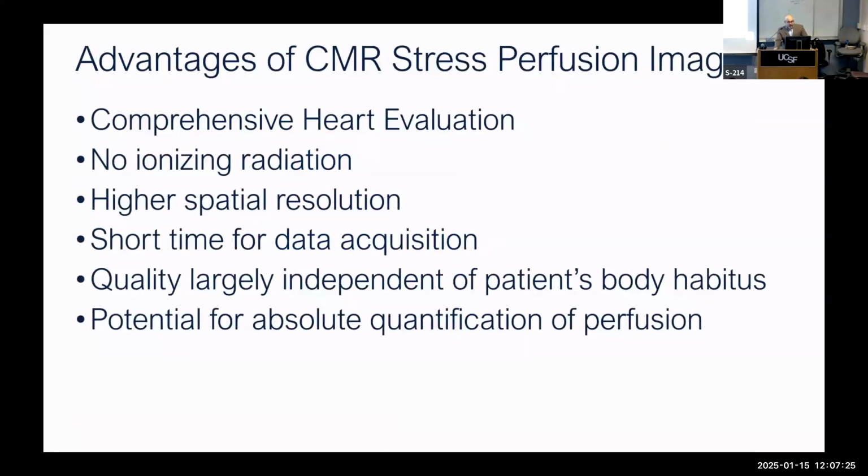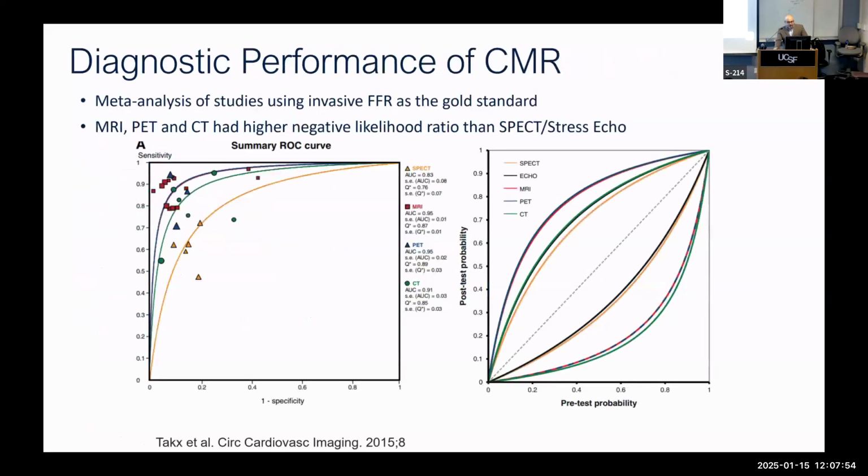So other advantages for cardiac MR, it provides a comprehensive heart evaluation, as I was just mentioning, no ionizing radiation. We can get higher spatial resolution than other nuclear techniques as well as PET. Short time for data acquisition, the studies can be done in under an hour. We don't have issues with attenuation similar to what you have with nuclear imaging. And then there's a potential for absolute quantification of perfusion, which is close to clinical application at this point.